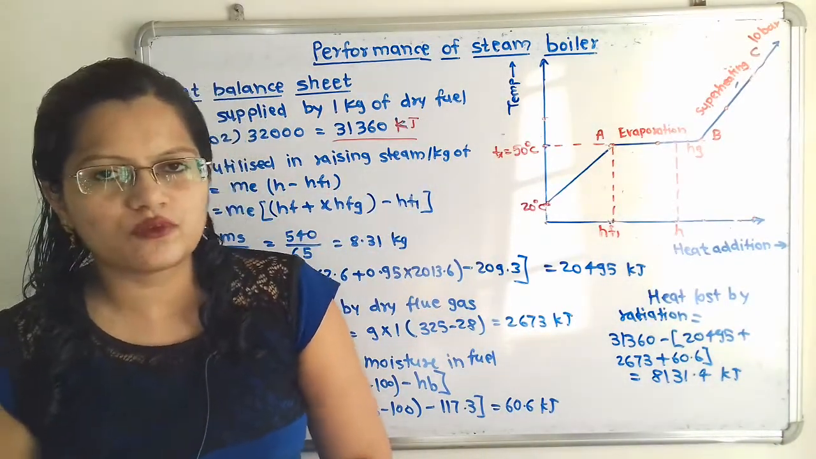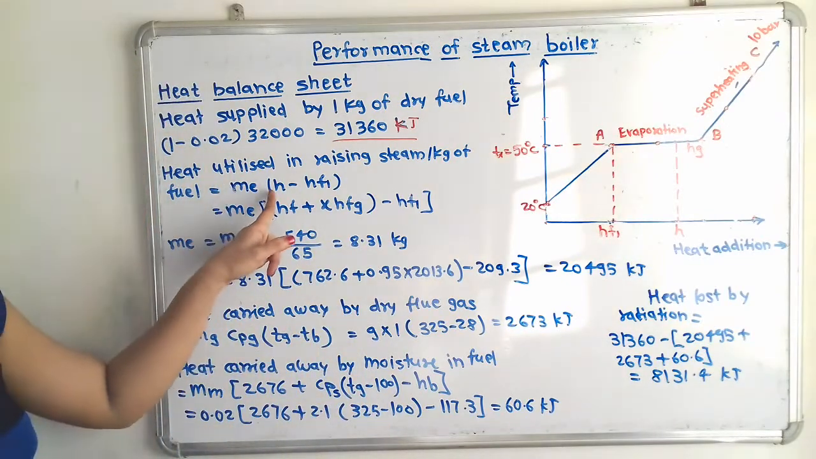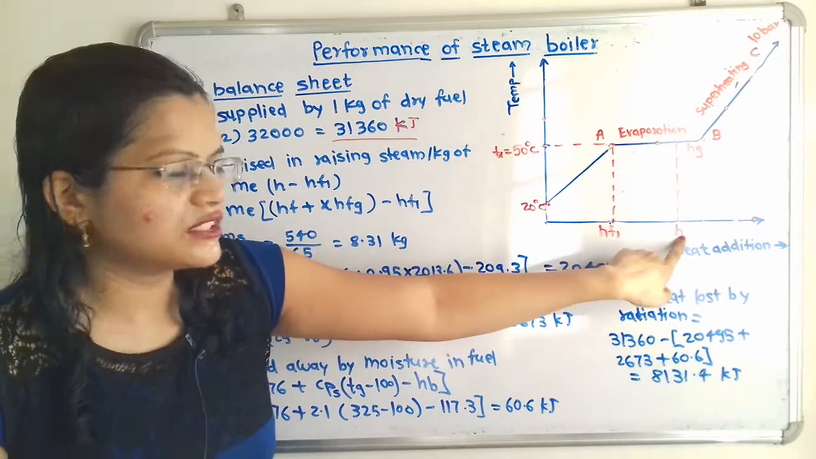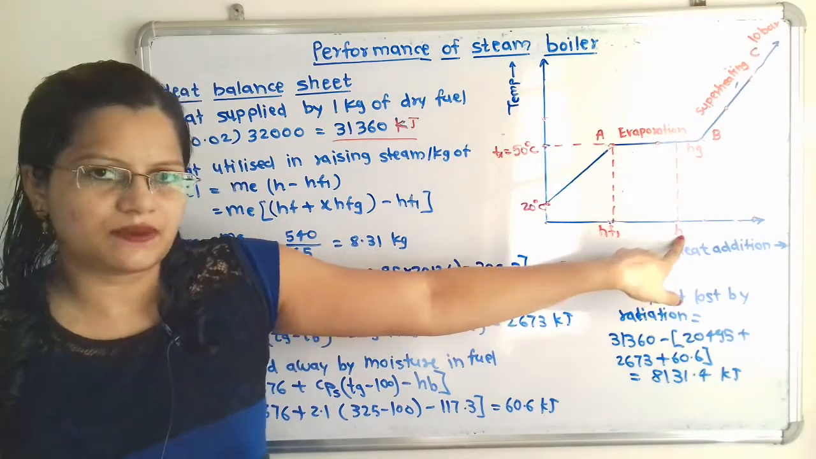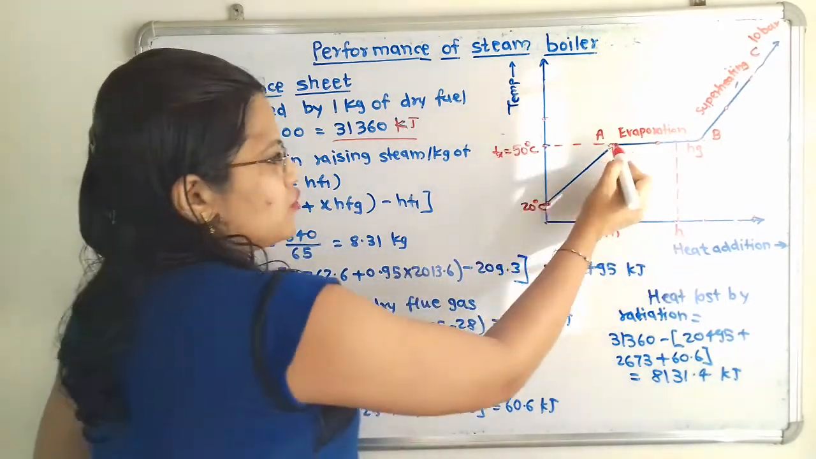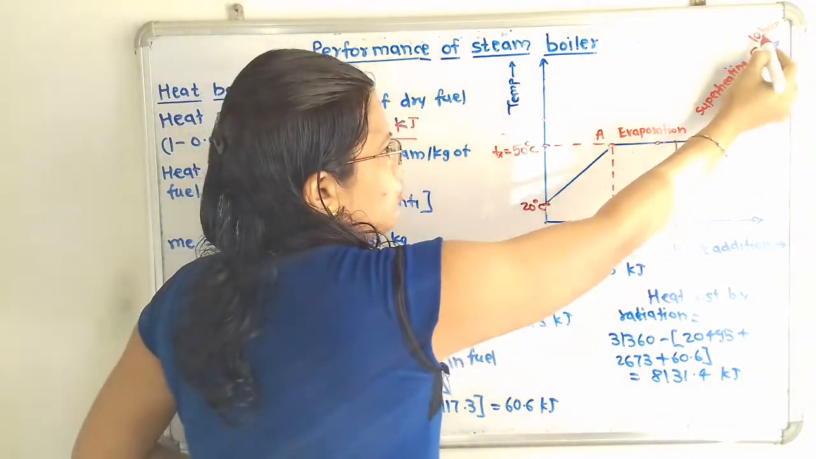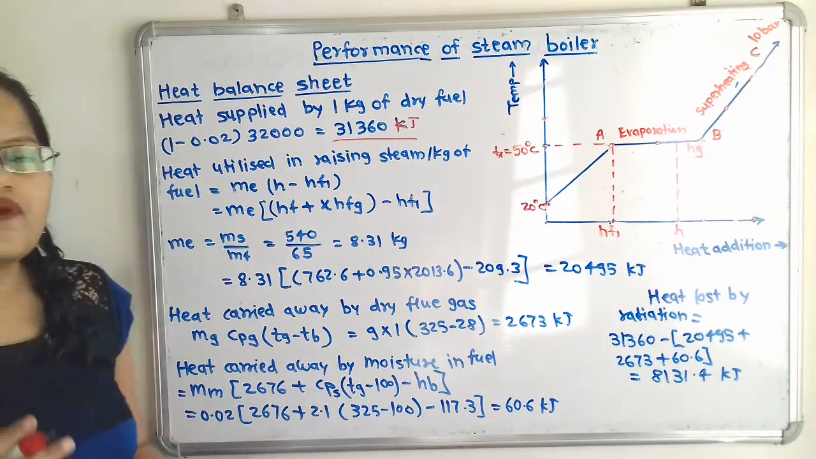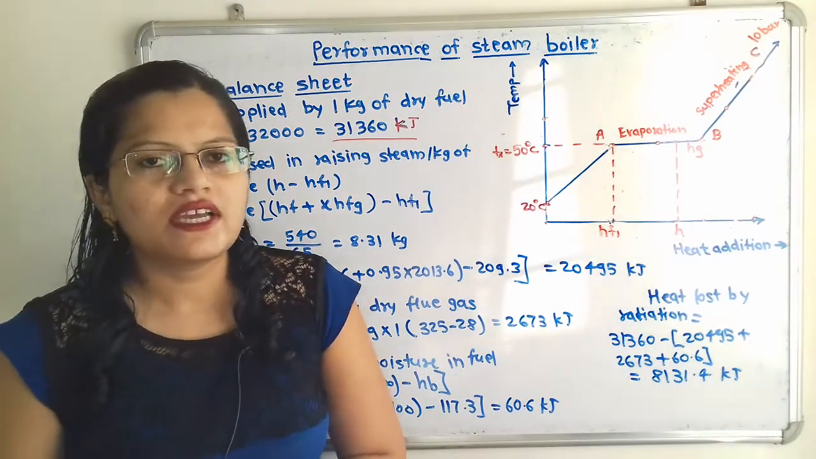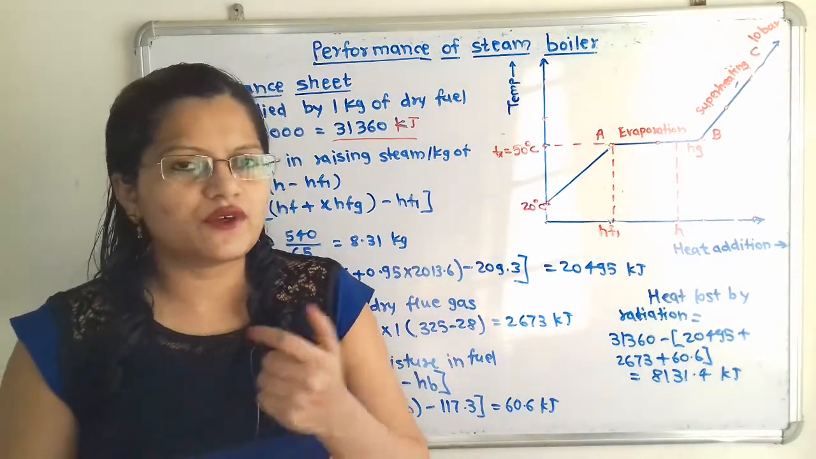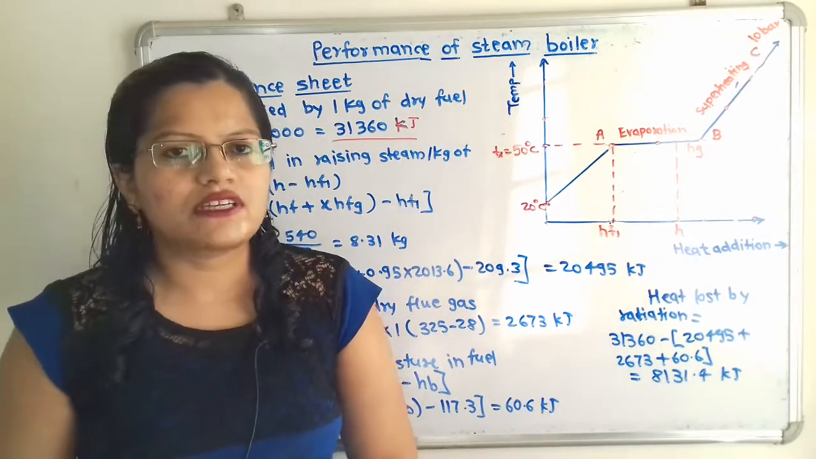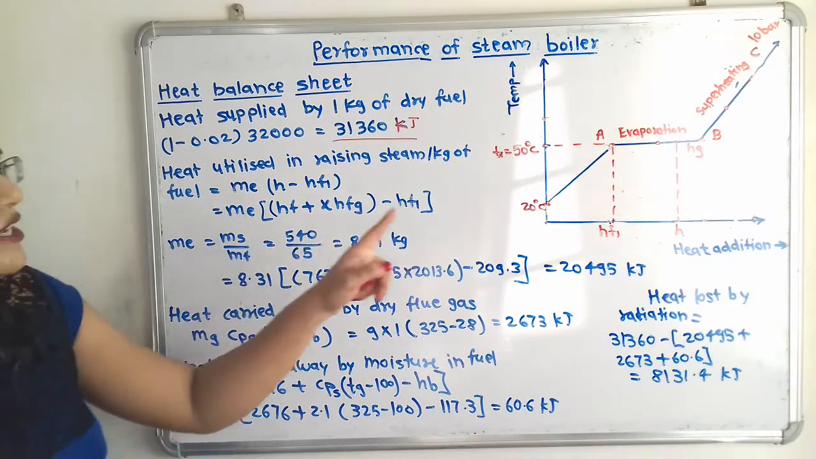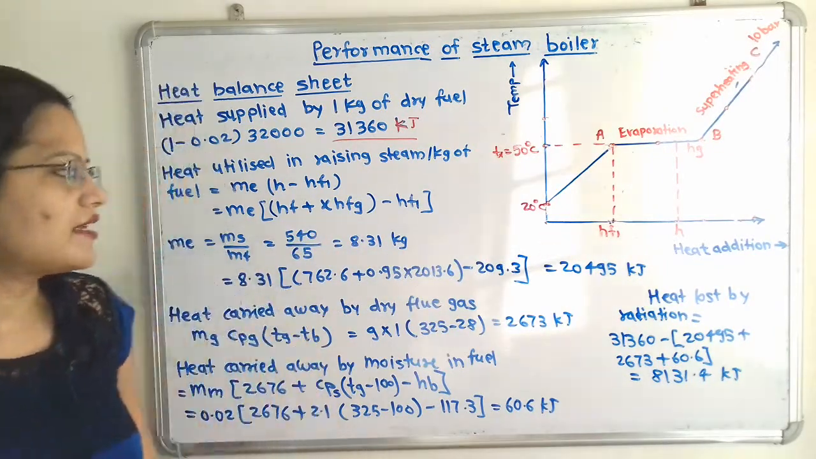So what is the formula? The formula is Me times (H minus HF1), where H is the enthalpy of wet steam, and this process of evaporation takes place at constant pressure, that is 10 bar. At 10 bar we have to find the values of HF and HFG, which we have already found from the steam table. We will take those values, and we will also take the value of X, which is given.